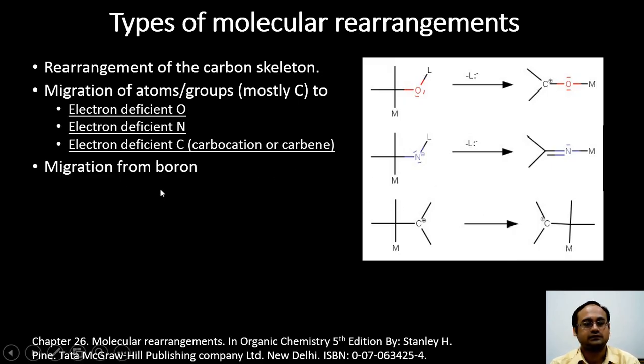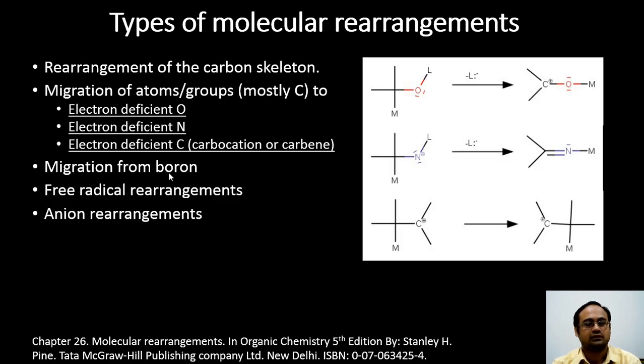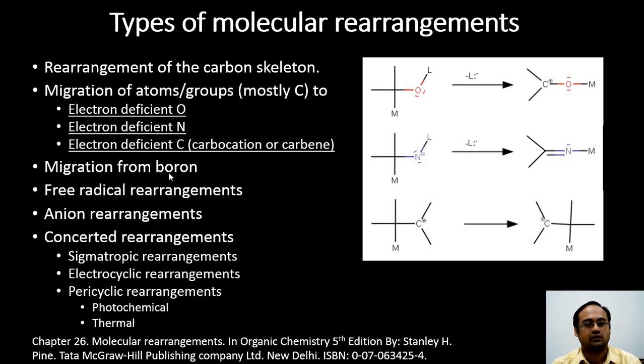But in addition to these, there are other molecular rearrangements in which the migration may take place from boron to different places, or it could be a free radical rearrangement, or a rearrangement involving anions, or it could be a concerted rearrangement. These are further classified into sigmatropic rearrangements, electrocyclic rearrangements, and pericyclic rearrangements.